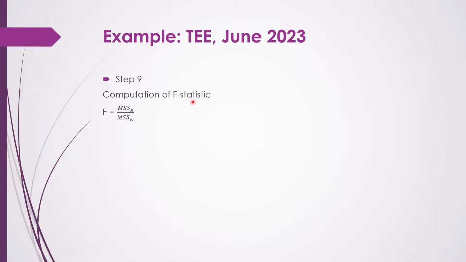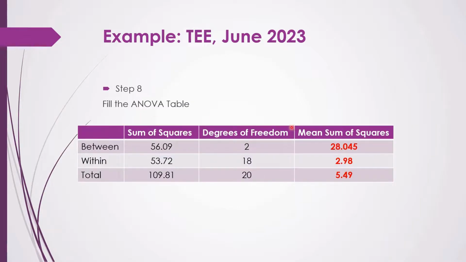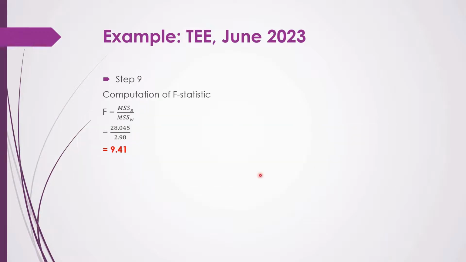Step 9, we compute the F statistic. So if you remember, I had told you at the start of this video that the term variance was coined by R.A. Fisher. So this F statistic is in the memory of Fisher, who coined the term. To calculate the F statistic, we divide the mean sum of square between the group by the mean sum of square within the group. So 28.045 by 2.98 and we get 9.41.